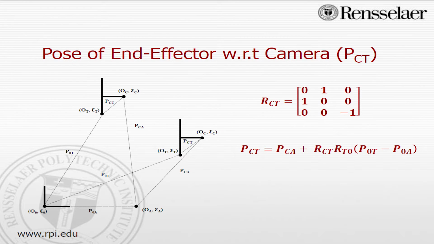In order to touch an object marked with a tag, we need to determine the position of the tag with respect to the robot frame. We can solve for this vector by considering the diagram on this slide. We can see that the position of the tag in the robot frame, POA, is equal to the vector addition of POT, the position of the end effector in the robot frame, PCT, the position of the end effector in the camera frame, and PCA, the position of the tag in the camera frame.